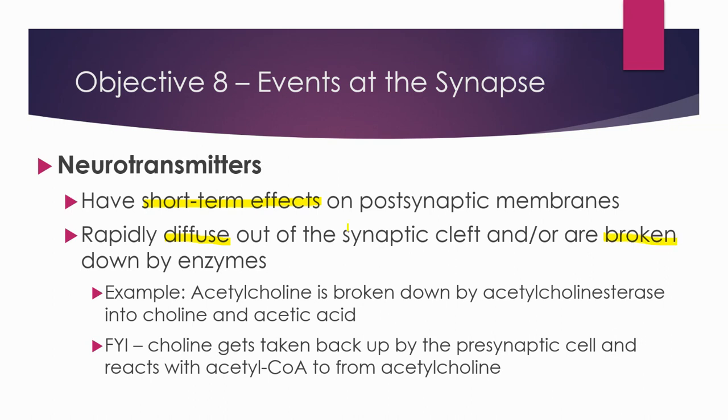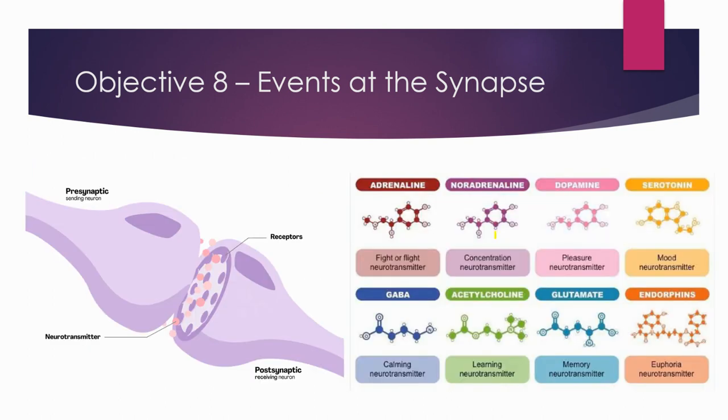They could also be broken down by enzymes, and the enzymes are always specific. So like in the case of acetylcholine, which is what's going to bind to our muscle cells, there's an enzyme called acetylcholinesterase, and what it does is it breaks down acetylcholine into its component parts, choline and acetic acid. This choline actually gets taken back up and turned back into acetylcholine, back in those axon terminals. But these neurotransmitters are not staying in the synapse. They're diffusing and they're being broken down, and so those effects are going to be diminished once that concentration goes away.